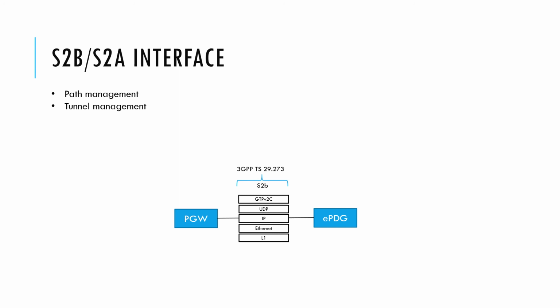And finally, the protocol stack for this particular interface. At the top layer it consists of the GTP version 2 protocol, and the layer below that is the transport layer, which consists of the UDP protocol, and then we have the IP protocol at layer 3, and then layer 1 and layer 2. So this was all about the interfaces that have been introduced in voice over Wi-Fi.